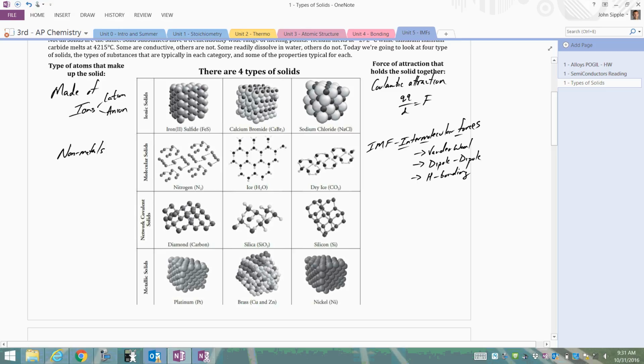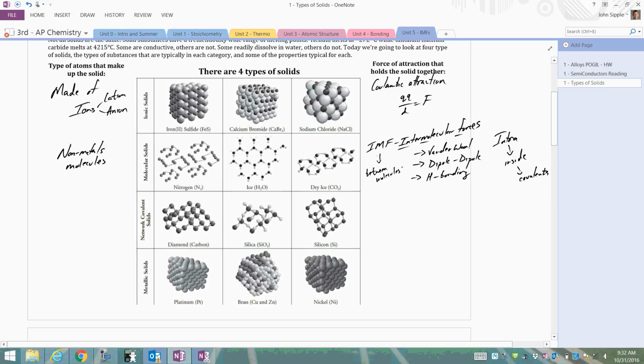So that's happening in nonmetal molecules that are being held together by intermolecular forces, from molecule to molecule. Intramolecular is inside, so that would be like covalent bonding. Here, intermolecular forces are between molecules.